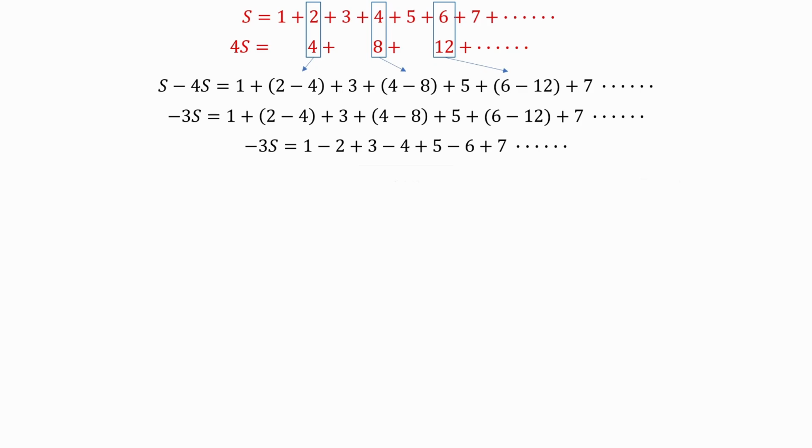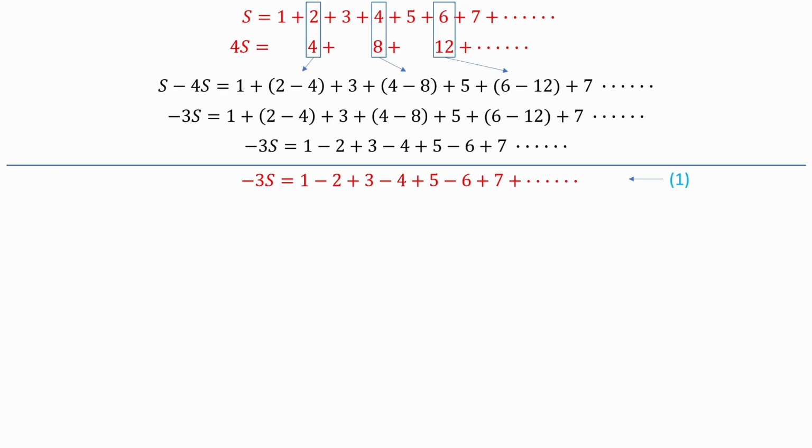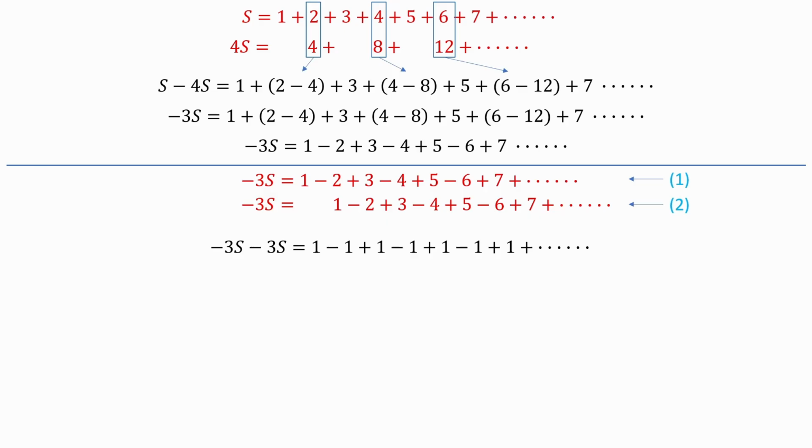Now we know what 3 times the S series looks like. Let me write it again, leaving a little gap at the start so you can clearly see the pattern. Now let's take minus 3 times S and add it to itself. In other words, we're adding equation 1 and equation 2 together. When we do that, something interesting happens.